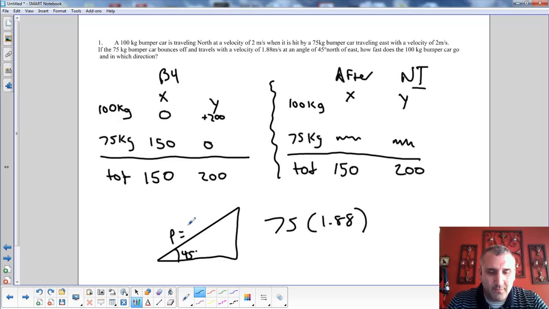Oh, Tom Brady, 4 games. Great. 75 times 1.88 is 141 kilogram meters per second.